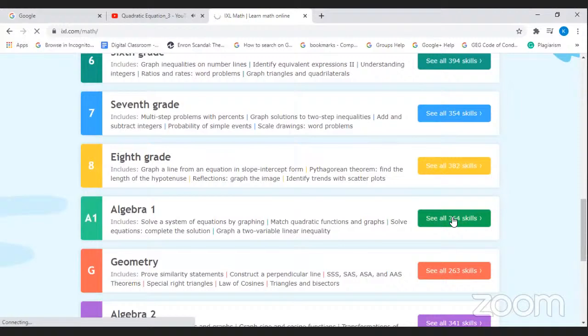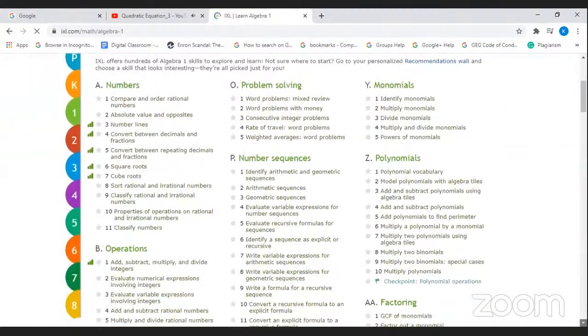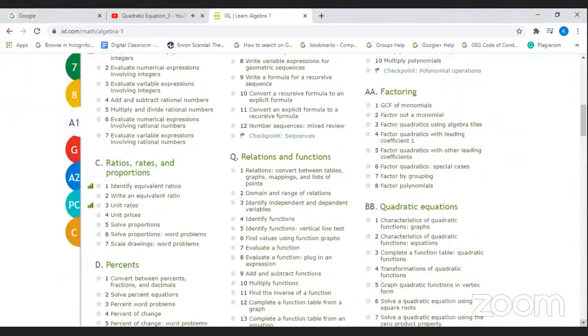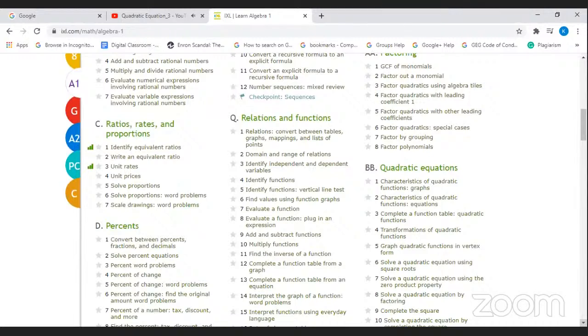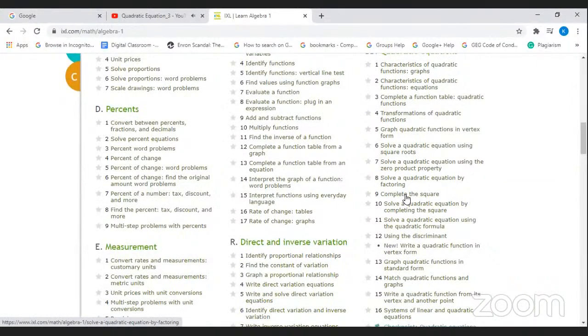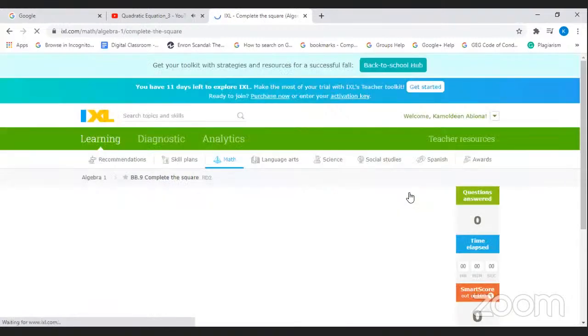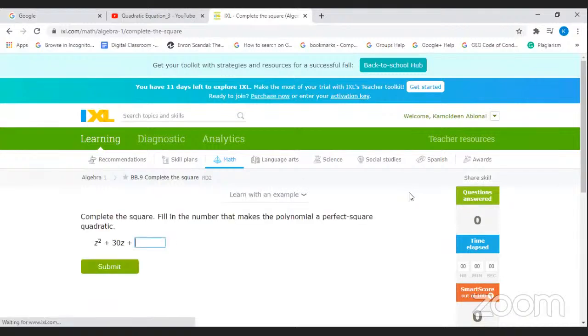Okay, algebra. That's under quadratic equation. We are going to look at complete the square. So let's see, before we can now solve with the complete the square method. Okay, look at this. Complete the square. Find the number that makes the polynomial a perfect square.